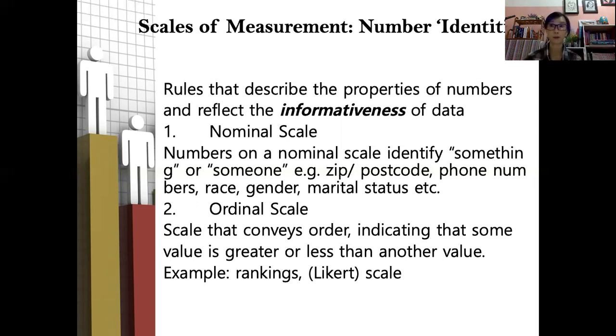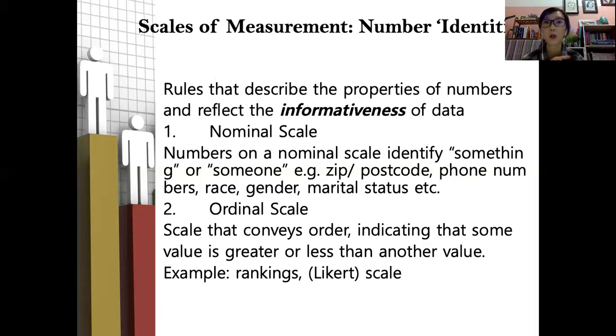Just like you as a person, you have your own identity, which is different from your friend's identity, right? So are these numerical data. That's why you need to know the identities of the numbers in order to be able to choose which types of statistics you can use. Okay, so there are four scales of measurement.